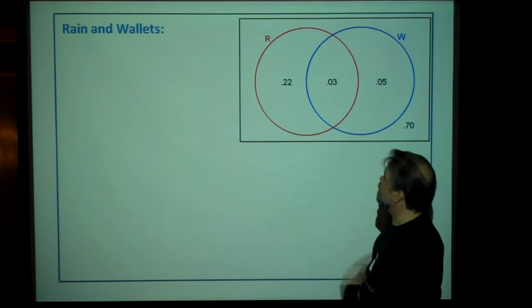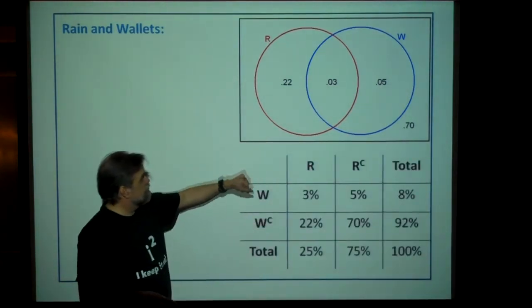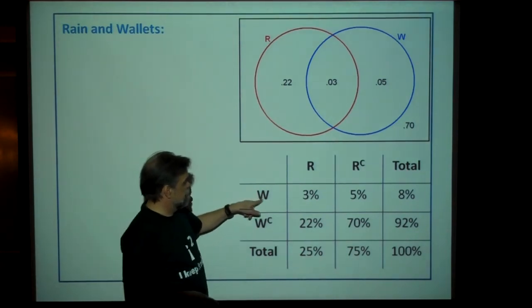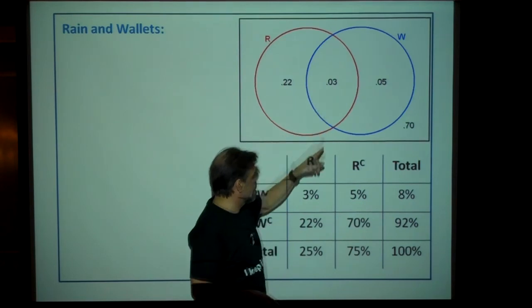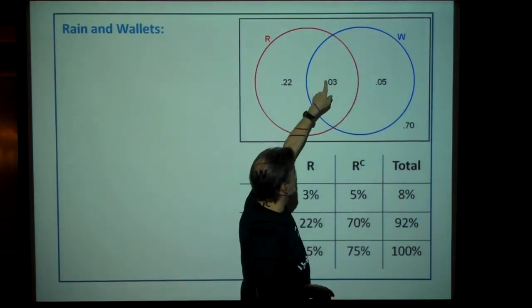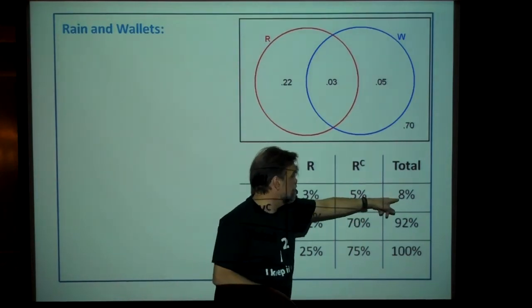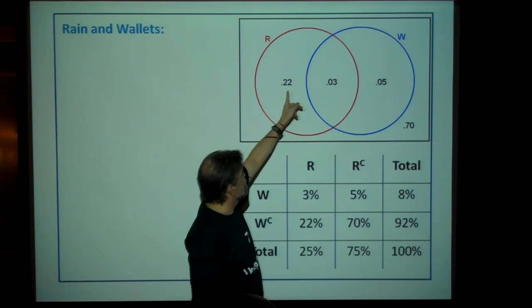And so let's put it up there. And let's also show that we can draw a table that will illustrate this. Here's I forget my wallet. Here's that it's raining 3% of the time. That corresponds with that. Here's the 8% that corresponds with our whole blue circle, the wallet circle. The 3 and the 5 come from there. The 3 and the 22 come from right there.